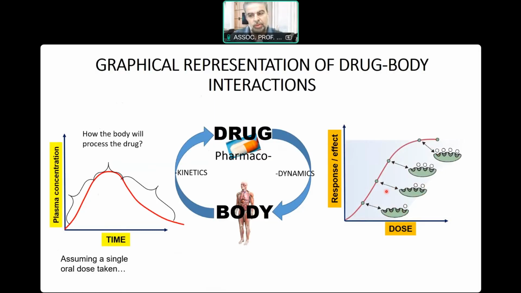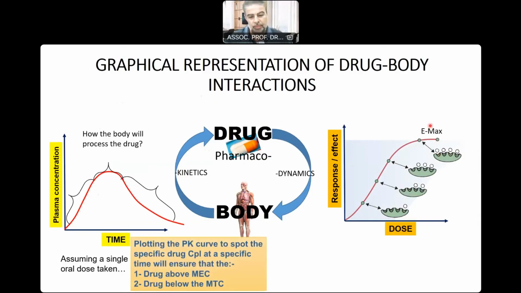The receptor occupation will increase until the full number of receptors, the whole number of receptors, is occupied, in the occupancy model of drug-receptor interaction. And once the receptors are saturated, we can consider that this is the Emax, or the maximal effect of the drug, or the efficacy has been obtained.